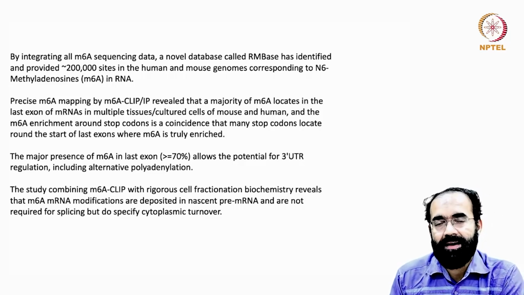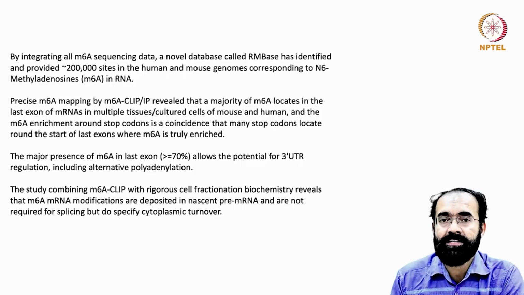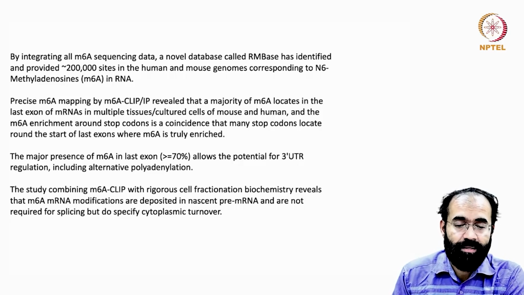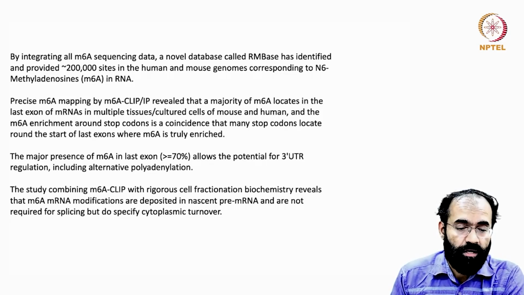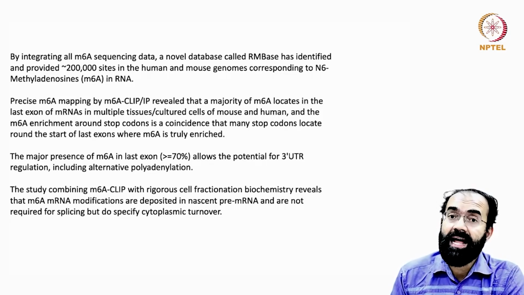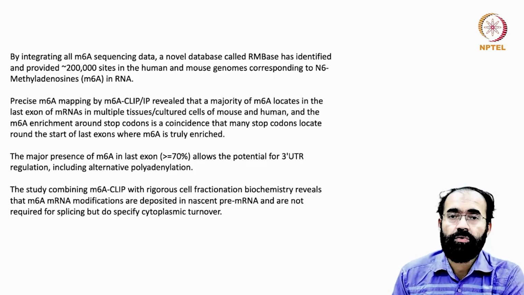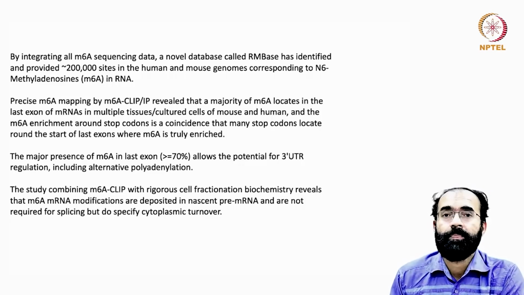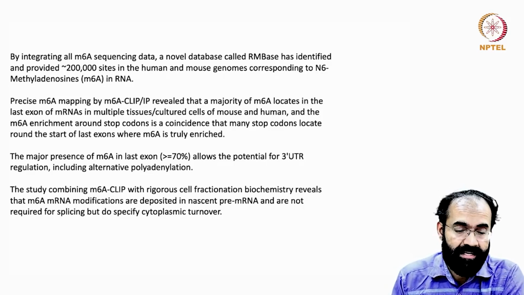So the last exon has a higher affinity to get methylated, and especially it will be either in the 3' untranslated region or near the stop codon. And the M6A enrichment around the stop codons is a coincidence, as many stop codons are located around the start of last exons where the M6A is truly enriched. So mere presence is not all, it also gets enriched with methylation of those adenine residues.